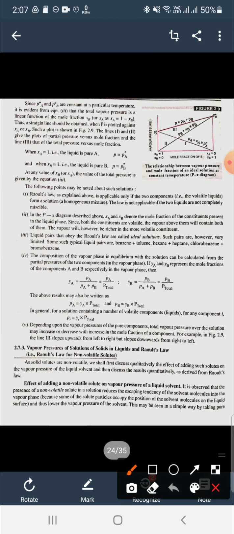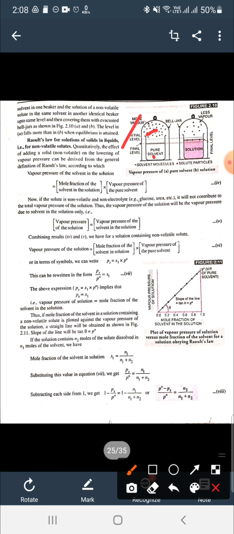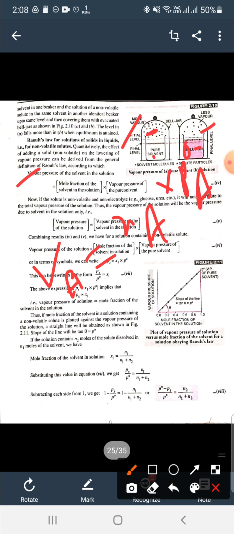You can see the diagram on the next page. When there is pure solvent, more vapors are there, and when there is solution, fewer vapors are there. It means vapor pressure decreases. According to Raoult's law, the vapor pressure of any solvent, PA, is equal to the mole fraction of that solvent into the vapor pressure of that solvent in the pure state. PA is equal to XA into P naught A.